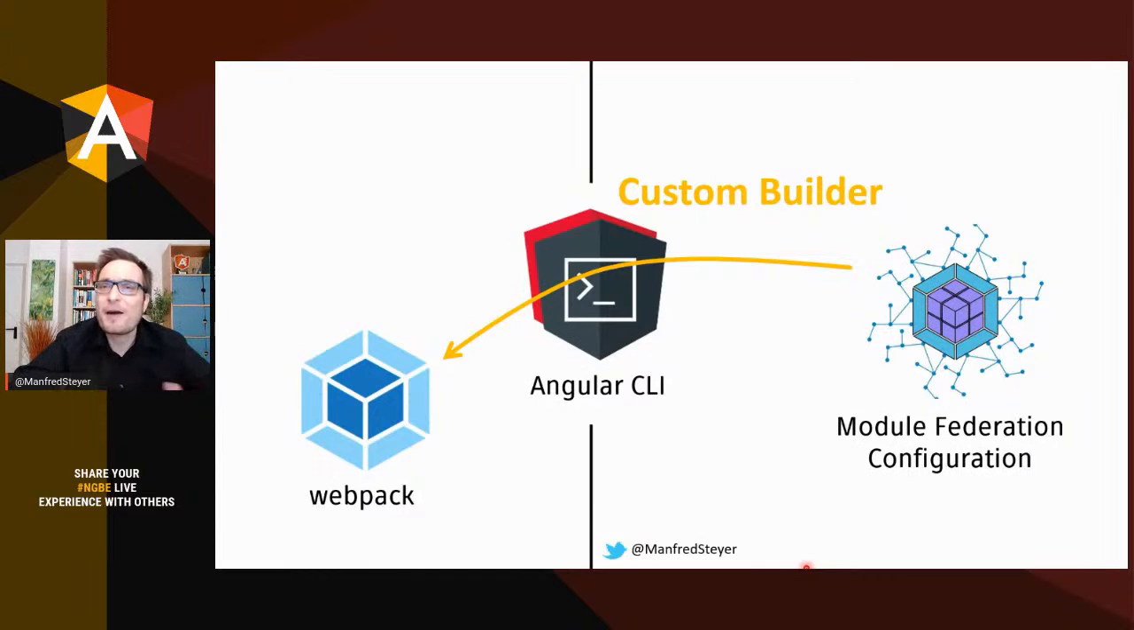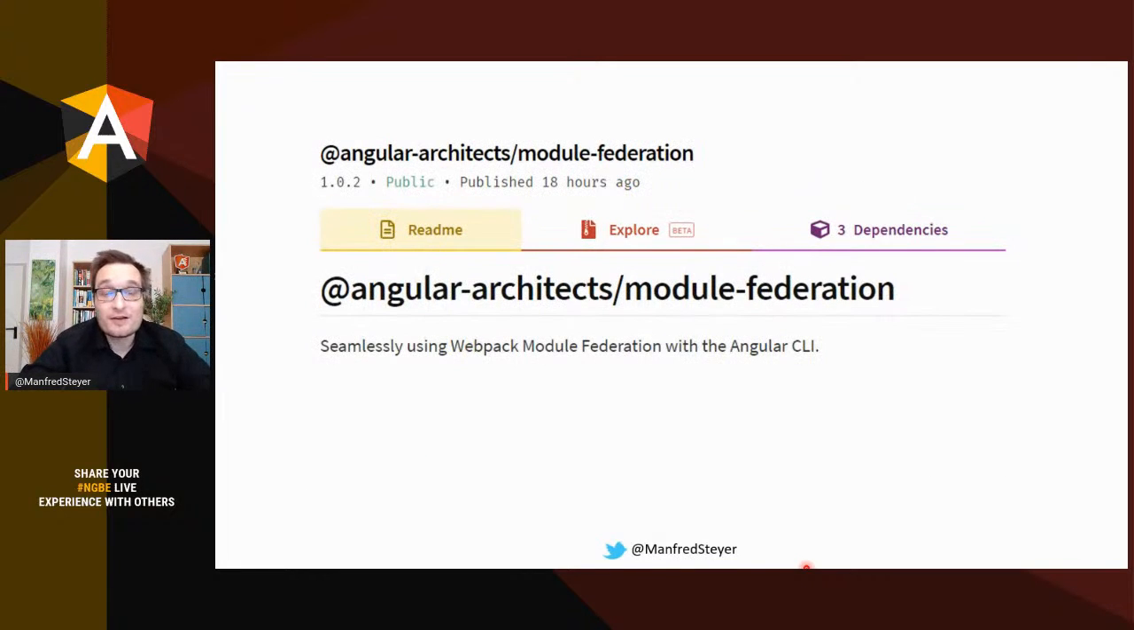So we could write this by hand, of course. It would be a matter of, let's say, 50 lines of code, give or take. But you don't need to build it by hand, because I already did this for you. You can download it. The name is Angular Architects Module Federation. You can even ng add it, and this will enable module federation in your CLI 11 project.